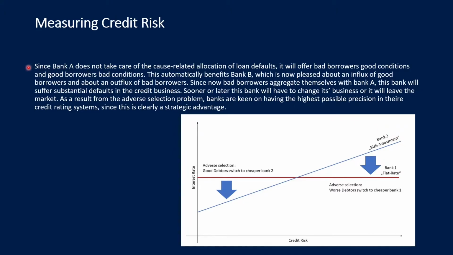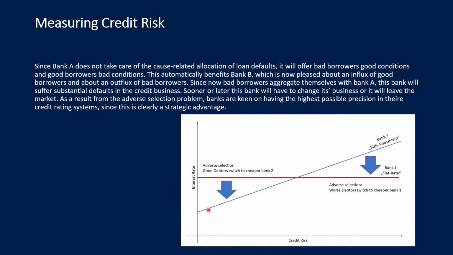So, since Bank A does not take care of the cause-related allocation of loan defaults, it will offer bad borrowers good conditions. Bad borrowers are here and they get good conditions compared to the other bank. And good borrowers, bad conditions. So we have good borrowers here and they got kind of bad conditions compared to the other bank.